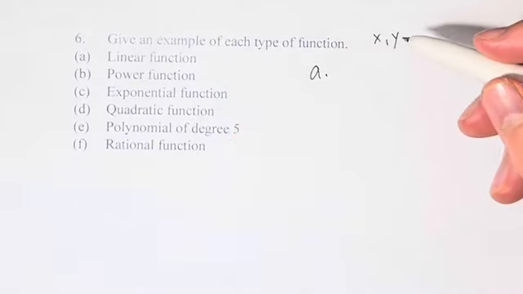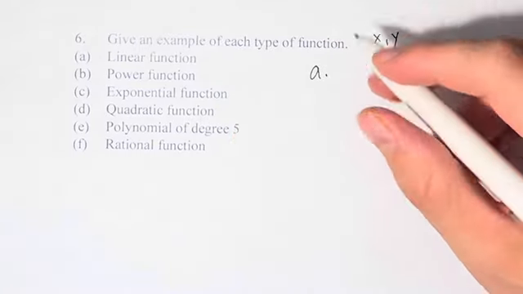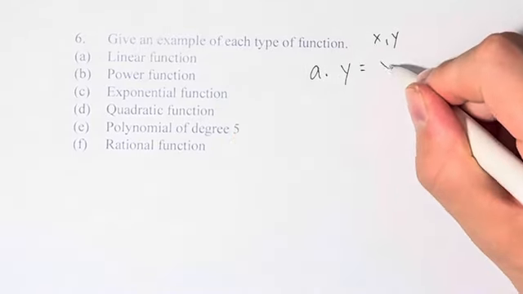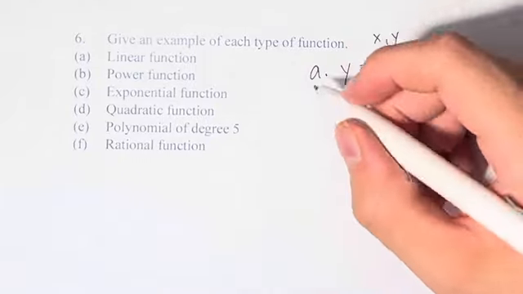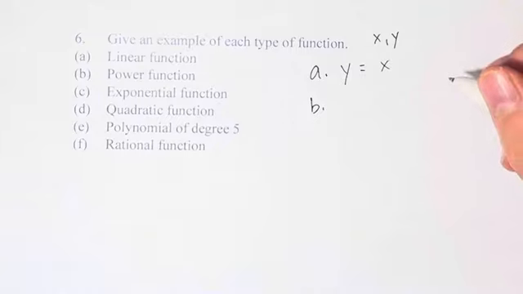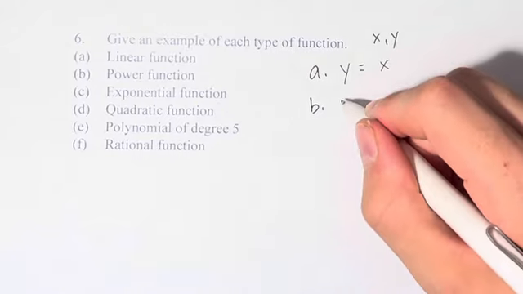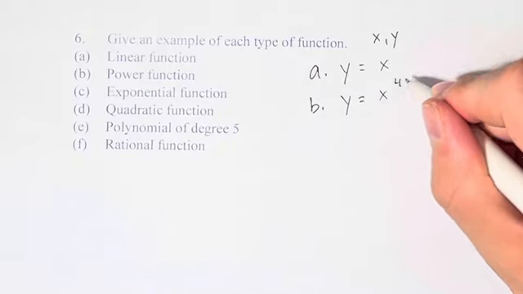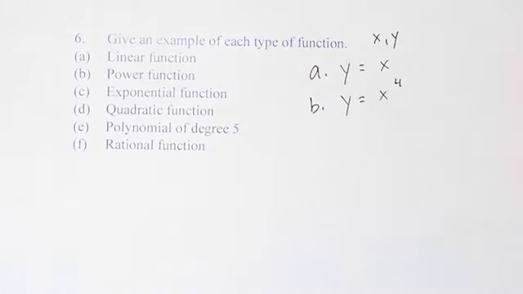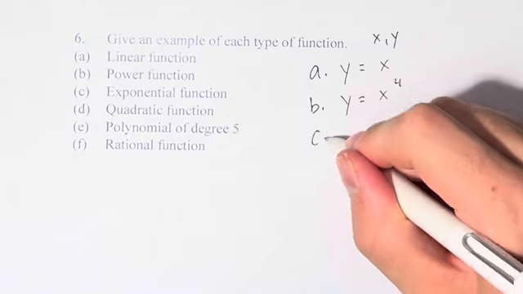So a linear function means that we just have y is equal to x. And a power function is y equals x to some power, let's say 4. So the linear function is just a power function where the exponent is 1.